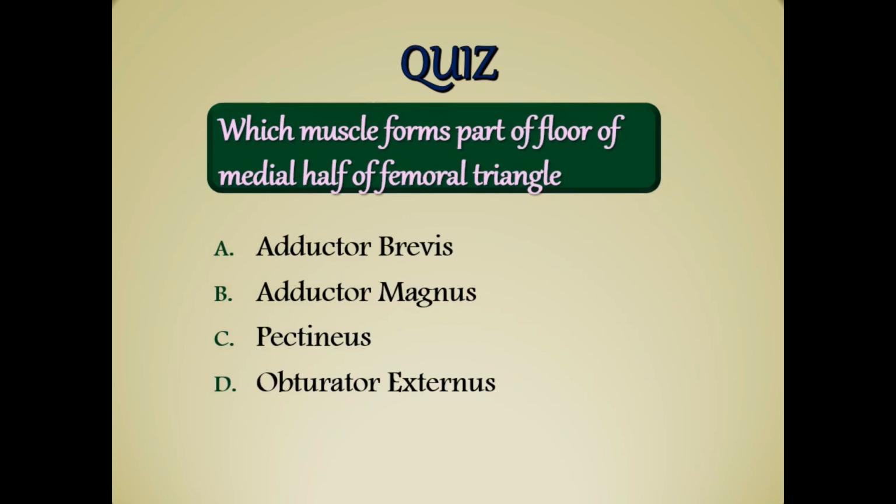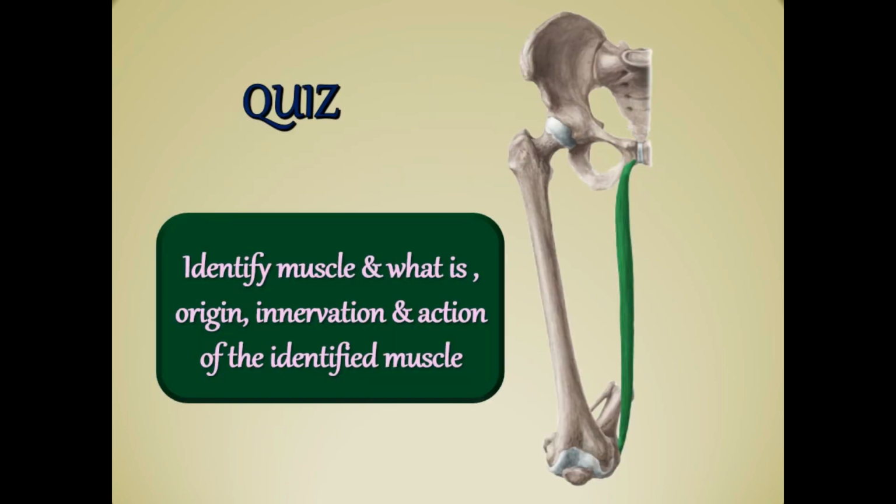Quiz: which muscle forms part of the floor of the medial half of the femoral triangle? In the medial half, there is a more medial part and a slightly lateral part. So there are two muscles, and you have to tick if one muscle is present or both muscles are present. The options are adductor brevis, adductor magnus, pectineus, or obturator externus. Then identify the muscle and state its origin, innervation, and action. Which one is this muscle, what is its origin, and what are its innervation and action?